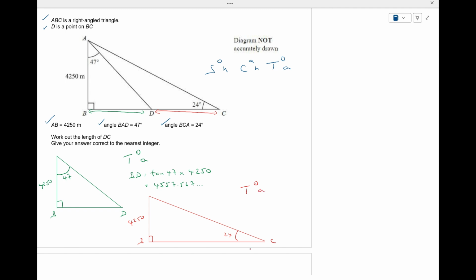This time I'm looking to find the adjacent. So BC will be the opposite, 4250, divided by tan 24. Right. 4250 over tan 24, close the bracket on the tan. So that is 9545.656, and so on. I'll keep that whole number on my calculator.